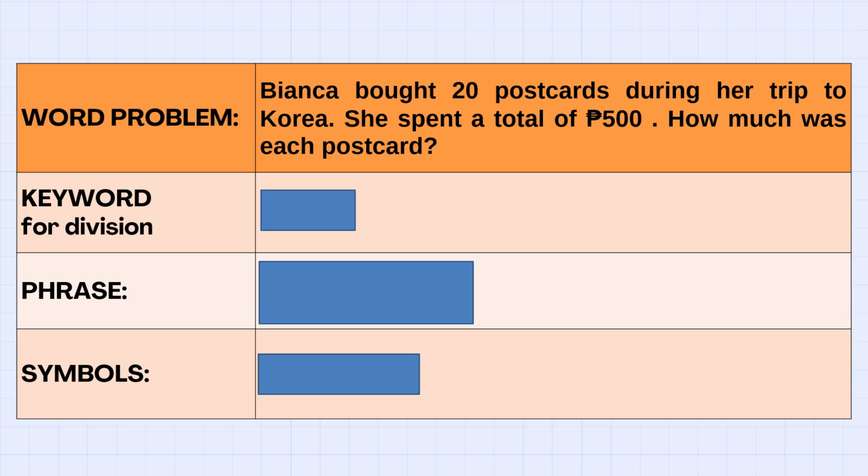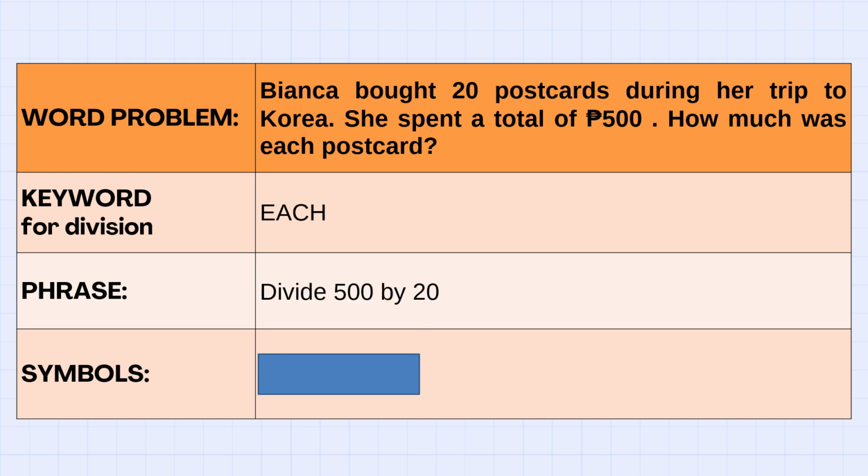Bianca bought 20 postcards during her trip to Korea. She spent a total of 500 pesos. How much was each postcard? To understand the word problem, we first identify the keyword for division. And the keyword is each. And what is the mathematical phrase that can be extracted from the word problem? That is, divide 500 by 20.